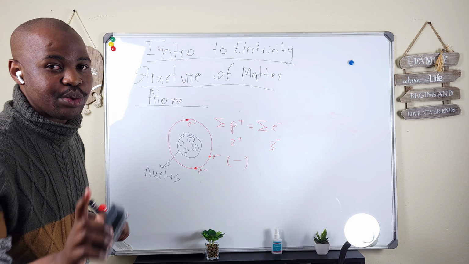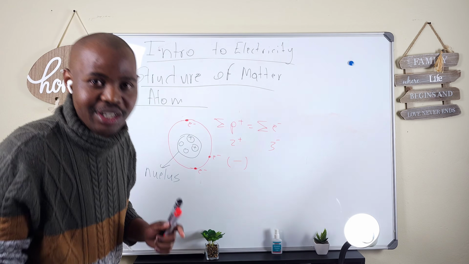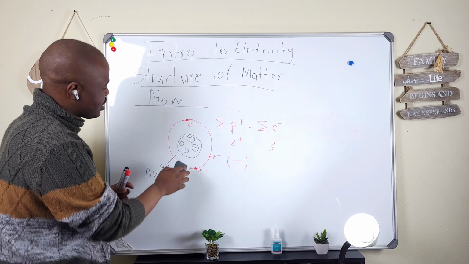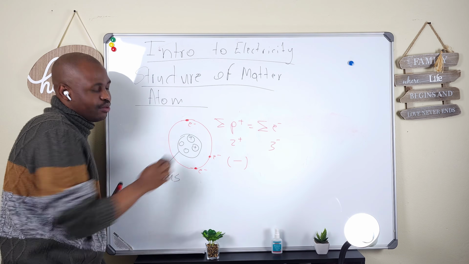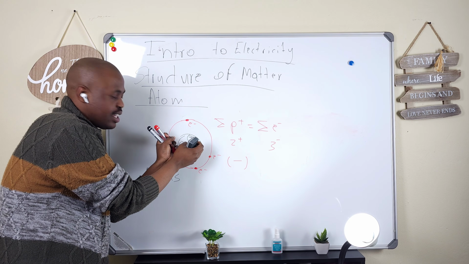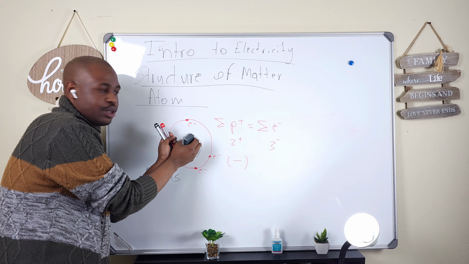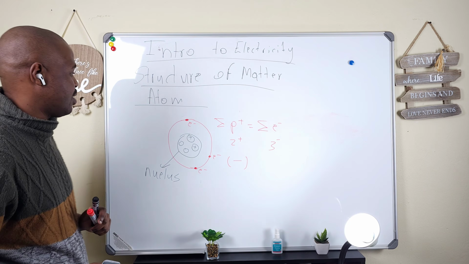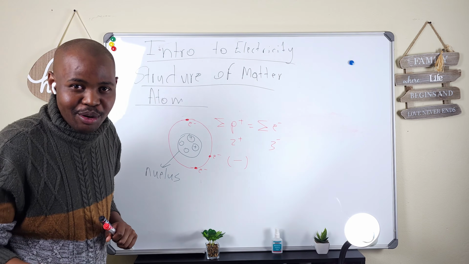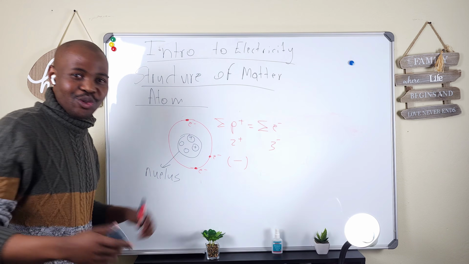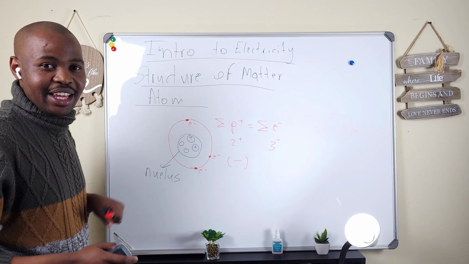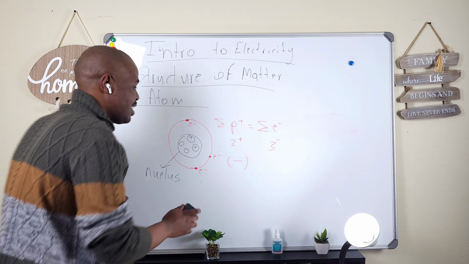We cannot remove or add a proton, because there are strong forces holding the nucleus, which we call nuclear forces. Unless we are trying to create an atomic bomb, through uranium, where you can break the nucleus in that case.